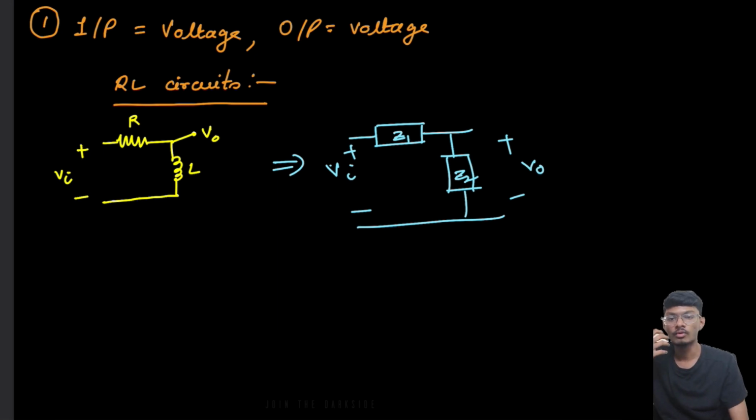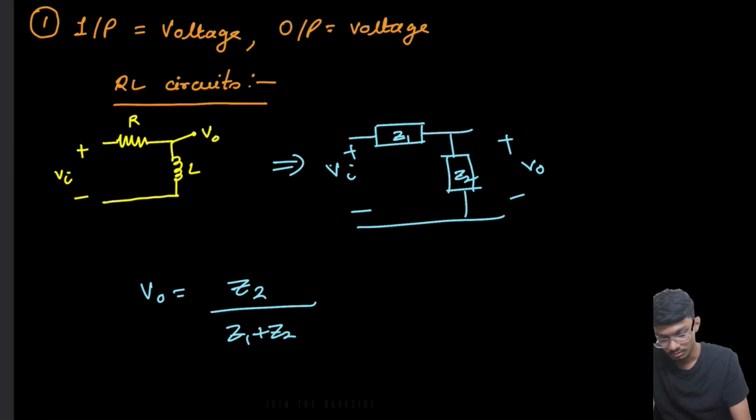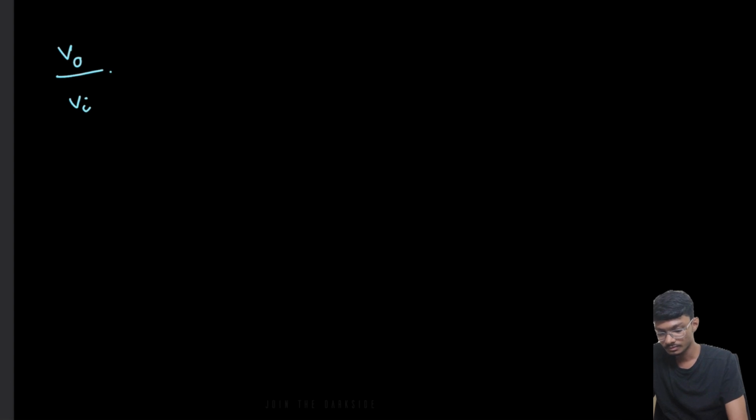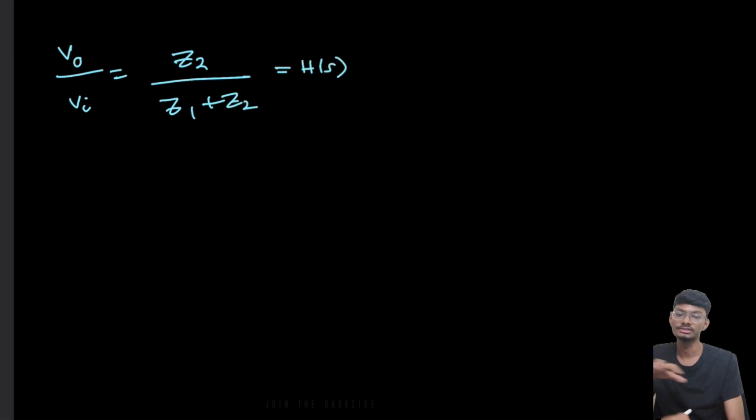Now how can we write the output voltage? The output voltage can be written as a basic voltage divider: V equals Z2 divided by Z1 plus Z2, times Vi. This is the basic equation of the output voltage. So what is the V over Vi ratio? The V over Vi ratio will be Z2 over Z1 plus Z2. This is basically H of s, since Z1 and Z2 are all functions of frequency.